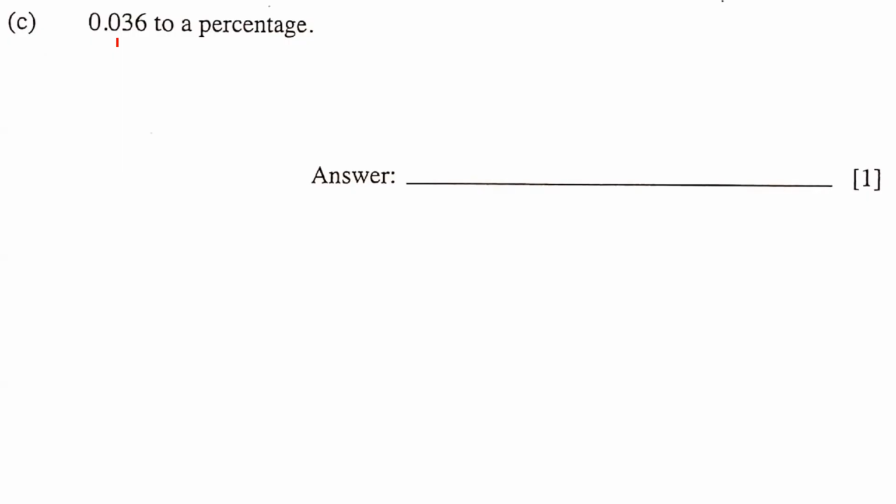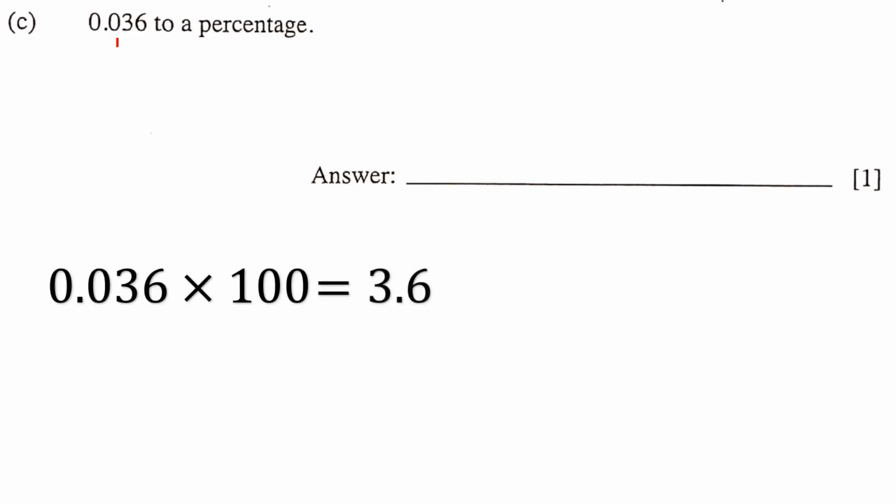It says 0.036. We have to convert that to a percentage. Again, we want to convert 0.036 to a percentage. How will we do that? Well, all we need to do is multiply by 100. So 0.036 multiplied by 100 is 3.6. And so 0.036 written as a percentage is 3.6%.